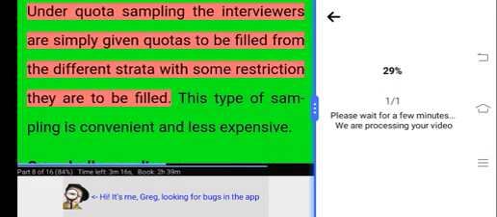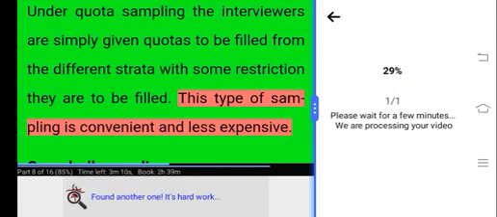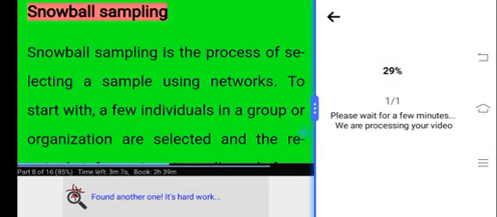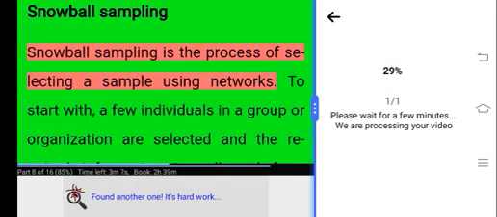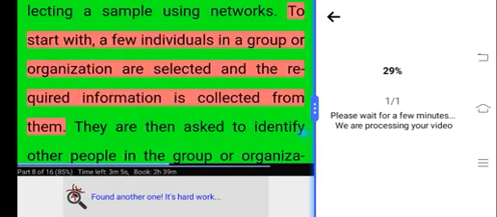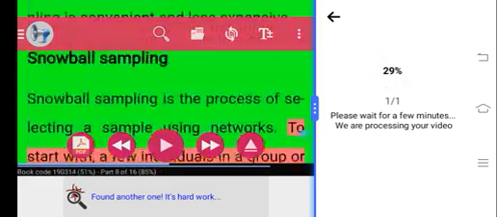Under quota sampling, the interviewers are simply given quotas to be filled from the different strata with some restriction on how they are to be filled. This type of sampling is convenient and less expensive. Snowball sampling. Snowball sampling is the process of selecting a sample using networks. To start with, a few individuals in a group or organization are selected.